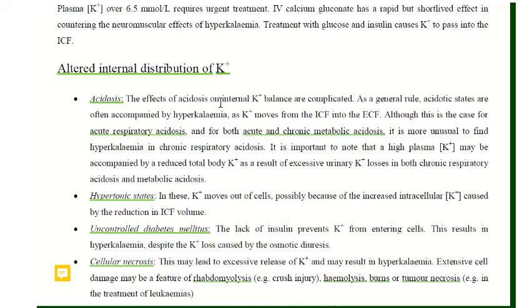The effects of acidosis on internal potassium balance are complicated. As a general rule, acidotic states are often accompanied by hyperkalemia, as potassium moves from the intracellular fluid into the extracellular fluid.